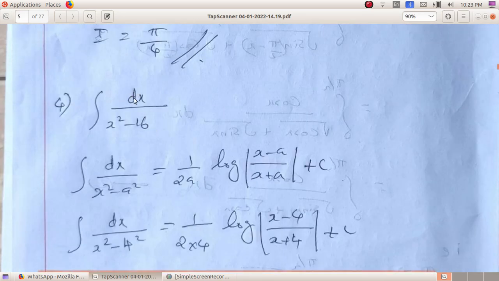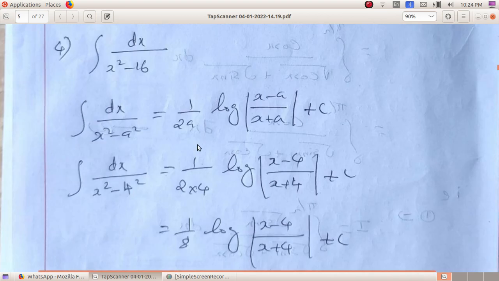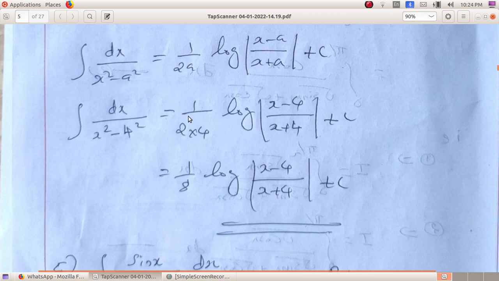This question: integral dx divided by x square minus 16. There is a formula: integral dx divided by x square minus a square equals what? 1 by 2a into log of x minus a divided by x plus a, plus c. This is a common formula. Here, integral dx divided by x square minus 16, where 16 is 4 square, so this formula is applied. Instead of a, there is 4. So 1 by 2 into 4 log of x minus 4 divided by x plus 4, plus c. So that is all about this question. 1 by 2 into 4 means 1 by 8.